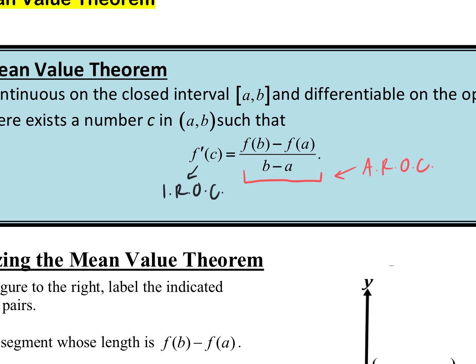average rate of change. We're finding at what c value that slope of that line is going to be the same as my average rate of change.